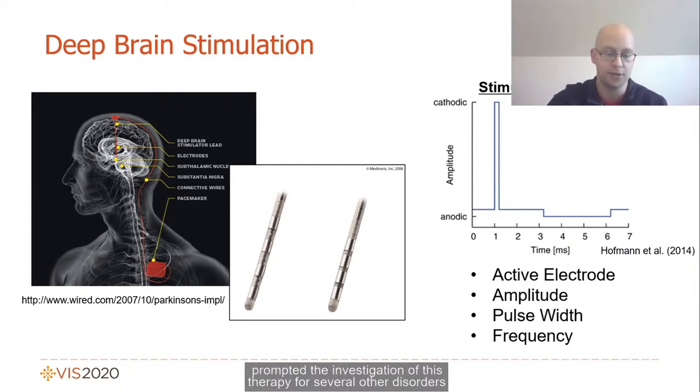The success of DBS for Parkinson's disease and essential tremor has prompted the investigation of this therapy for several other disorders that have limited treatment options. The challenge in establishing new DBS therapies is the identification of a target, the ability to accurately implant the lead at that target, and determining which effective stimulation parameters to provide therapeutic benefit on a patient-specific basis.